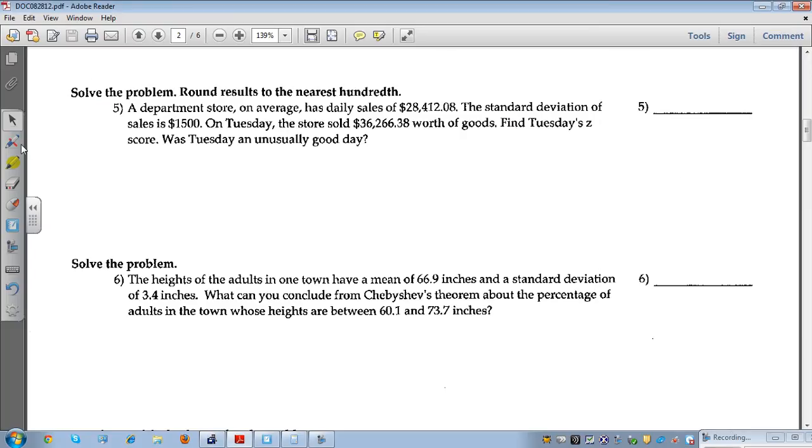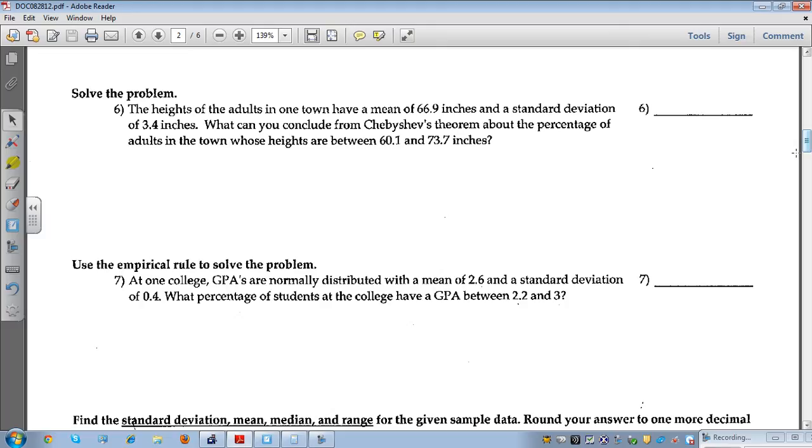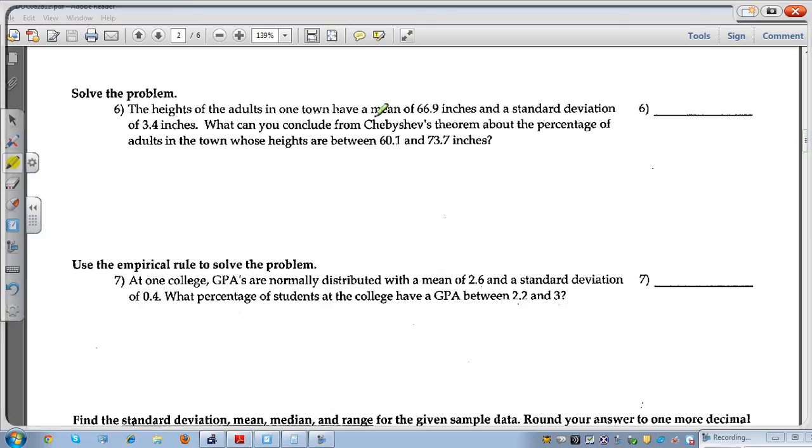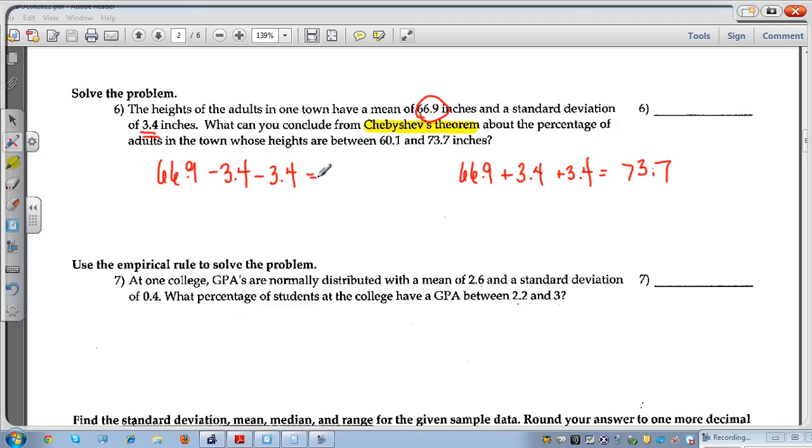For 6 and 7, you're going to use the two different formulas and two different theories to find out what percentage of data we're talking about. For Chebyshev's theorem, we have that at least 75%, at least 89% rule. Here I have a mean of 66.9, a standard deviation of a 3.4. So what can you tell me about the percentage of adults in the town whose heights are between a 60.1 and a 73.7? Well, it turns out that 66.9 plus 3.4 plus another 3.4 is going to give you 73.7, and 66.9 minus 3.4 minus another 3.4 is going to give you a 60.1. So I'm talking about 2 standard deviations away from the mean.